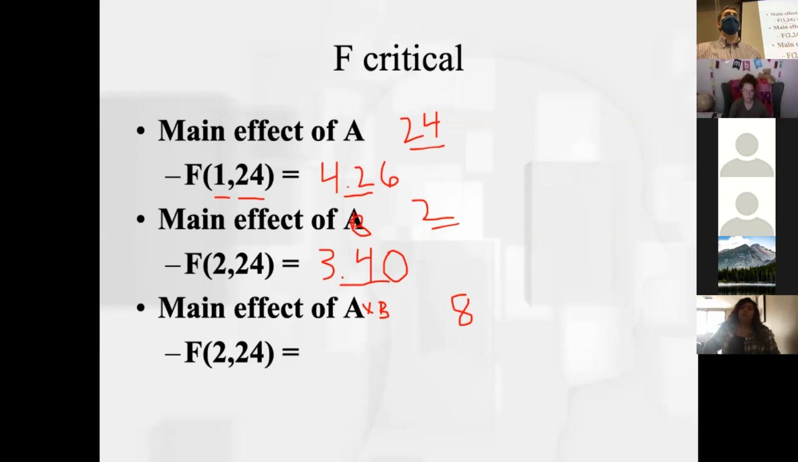Doesn't matter how hot it is in the room, performance is unaffected. We now have the interaction, and because it's got the same degrees of freedom, we know that the F critical is the same. So, do we reject or retain the null hypothesis? Reject, exactly, because our F value is greater than that F critical value.